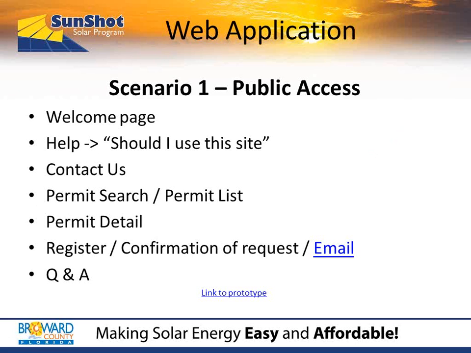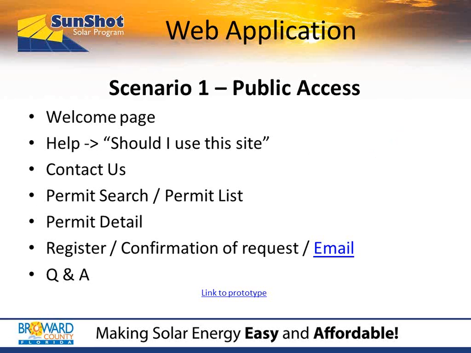Okay, the first scenario is going to be the public access, and these are the categories that you're going to see. You're going to see the welcome page. You're going to see one of the help pages. Not all of the help has been built yet because we don't have instructions for using the system, for example, since the system doesn't exist yet. And then you're going to see the contact page where they'll find your phone numbers and email addresses.